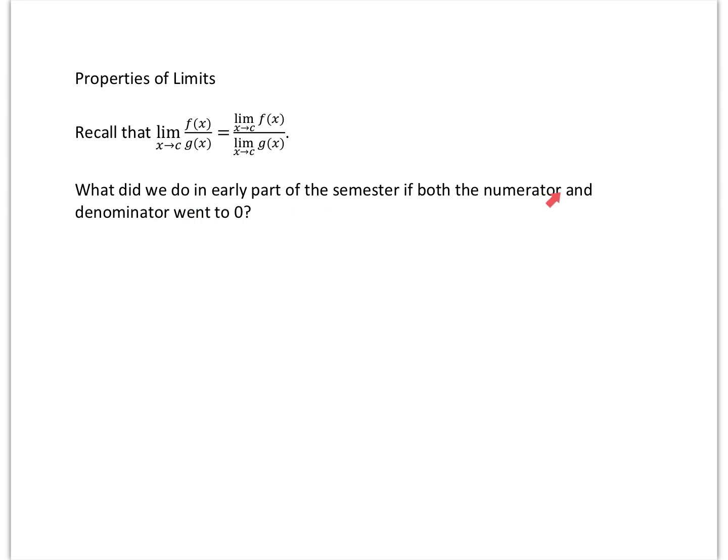So what did we do in the early part of the semester if we take these two limits, the numerator and the denominator, and they both went to zero? Okay, so this one goes to zero, and this one also goes to zero. So in that case, back when we studied limits, it just meant we have to do more algebra, right? We had to manipulate the function, the f over g, until you could plug in your c and not get 0 over 0.